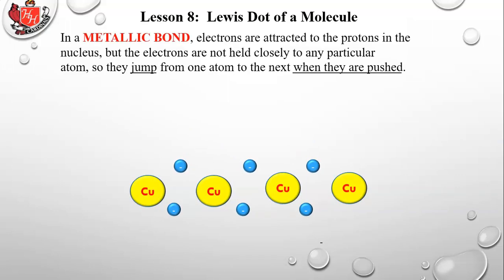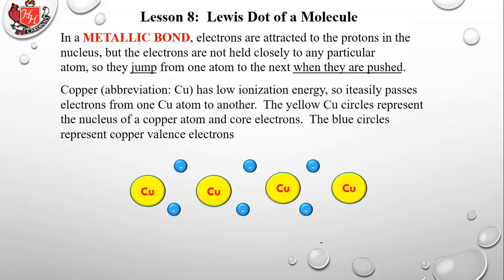In a metallic bond, electrons are attracted to the protons in the nucleus, but the electrons are not held closely to any particular atom, so they jump from one atom to the next when they are pushed. Copper, abbreviation Cu, has low ionization energy, so it easily passes electrons from one copper atom to another. The yellow Cu circles represent the nucleus of the copper atom and all the core electrons. So what you see flying around there are just valence electrons. The blue circles represent the copper valence electrons.